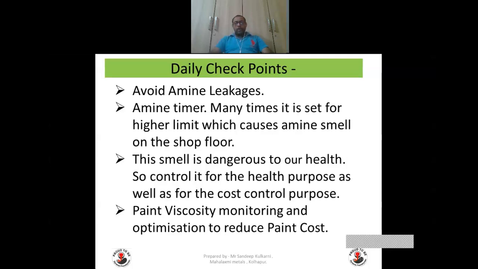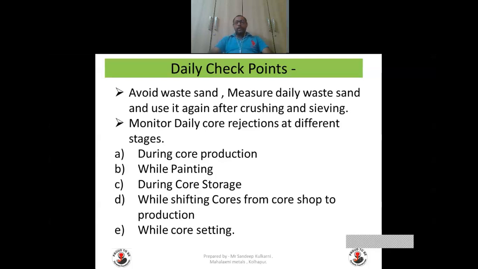Paint viscosity monitoring and optimization to reduce paint cost. Here stirring of paint before dipping the core is very important so that you are able to maintain your viscosity, reducing your paint consumption as well as improving the quality of painting. Avoid waste sand. Measure daily waste sand and use it again after crushing and sieving.